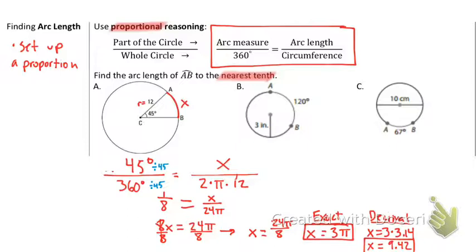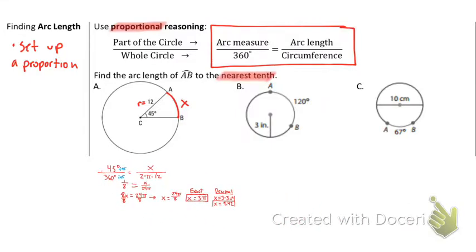All right, let's try example B. I'm going to erase this because I need some room. Actually, I'm going to shrink it because I do need some room. So bear with me here. Okay, and now let's do example B. So we're going to set up the same proportion. We're trying to find the length of AB again.